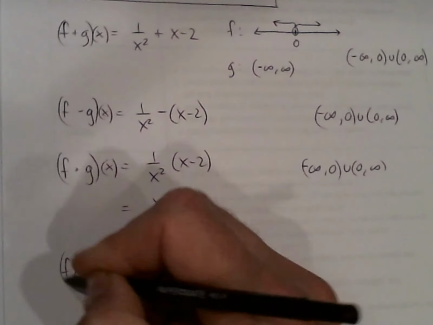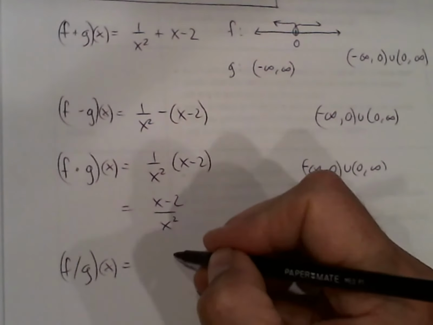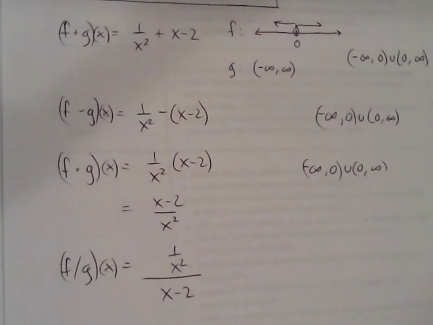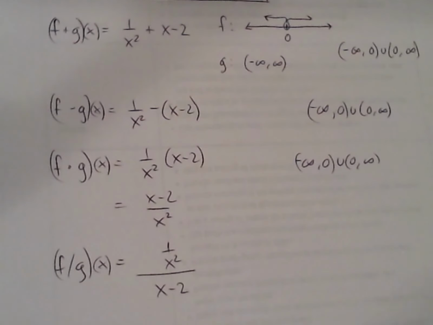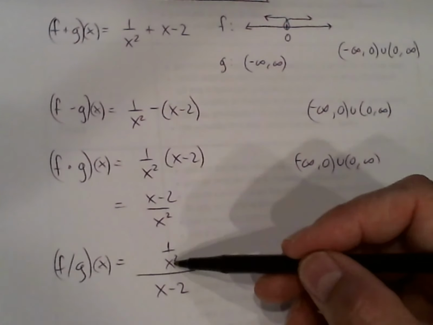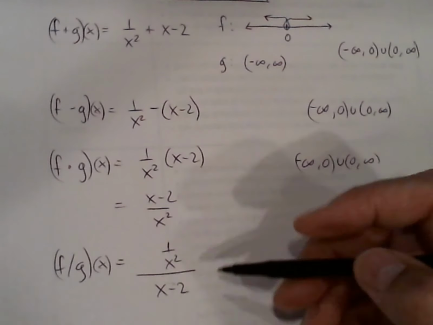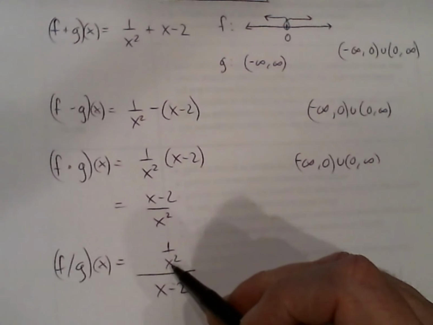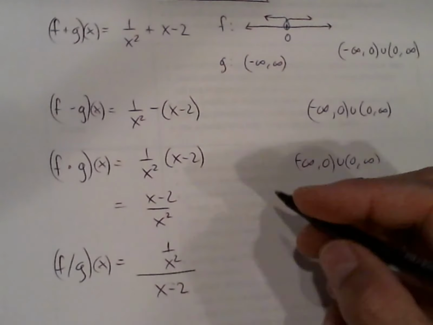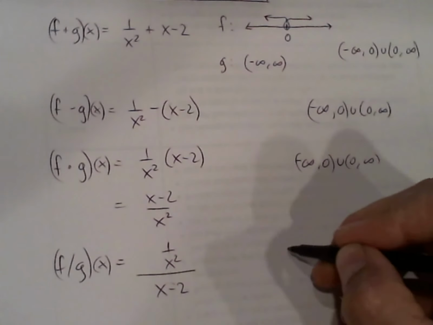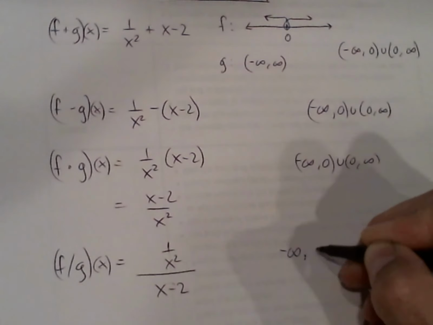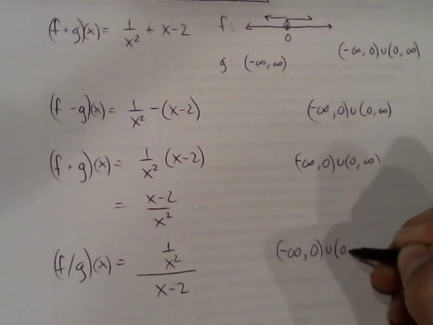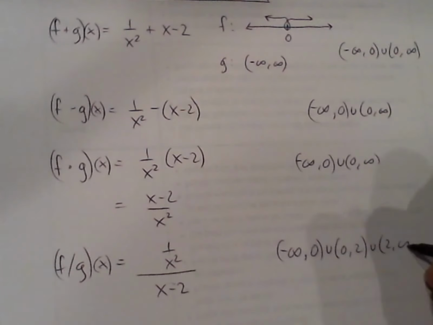F divided by G. All right. So we can't have this be 0, and we also can't have this be 0. So we don't want 2, and we don't want 0, but everything else works. So we have to go -infinity to 0, and then we'll go 0 to 2, and 2 to infinity.